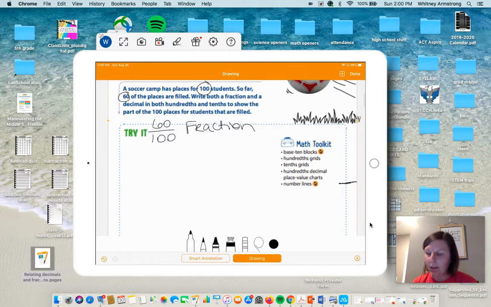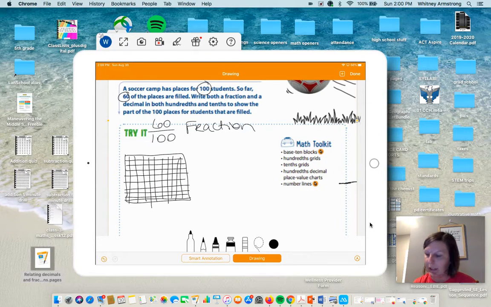So let's do some base 10 blocks first. Our base 10 blocks, it has 100. So that's 100 pieces. We only need 60 of them to be filled in. So that would be 6 rows. So 1, 2, 3, 4, 5, 6. So we're going to color in all of that. Okay, so that ends up being 60 out of 100. Okay, 60 hundredths.